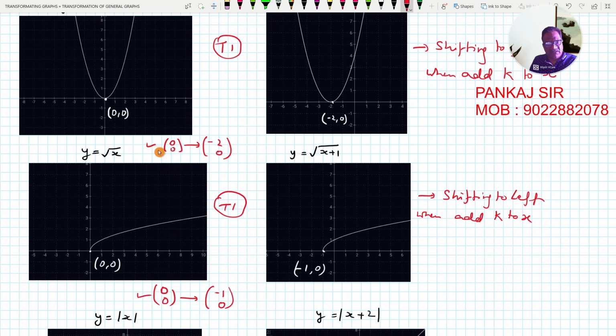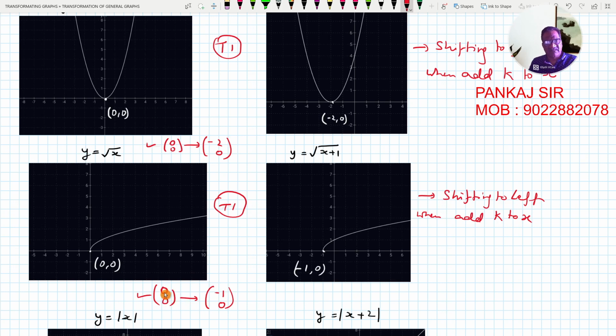See, here also the same thing had happened. From 0 you subtracted 2 and you got minus 2 over here, and the y coordinate you kept as it is. This is known as keeping y invariant. Y is invariant. Y is not changing. Here also the y coordinates are not changing. It is remaining the same. So it is invariant.